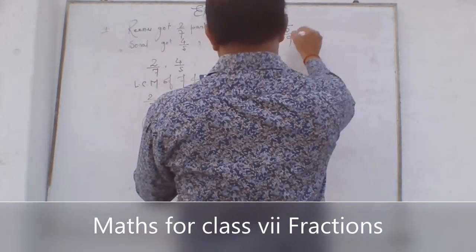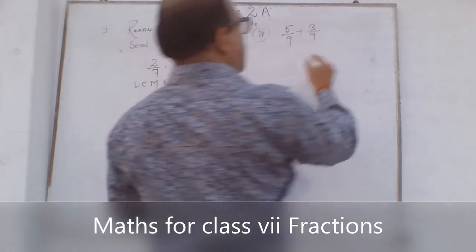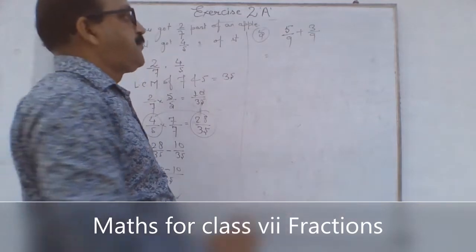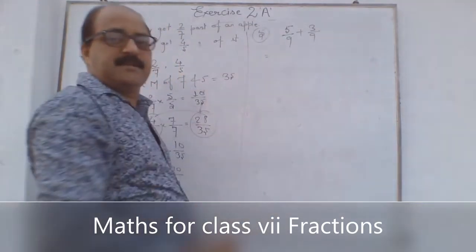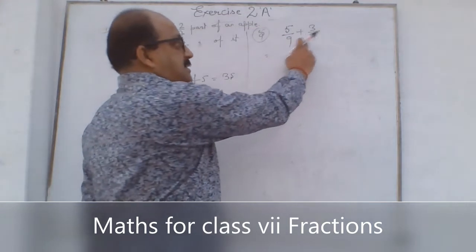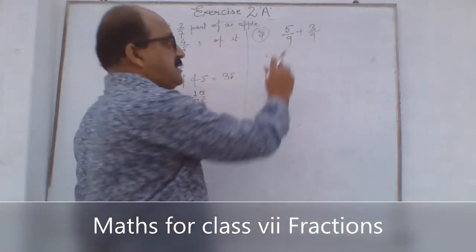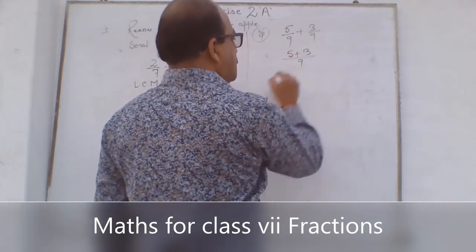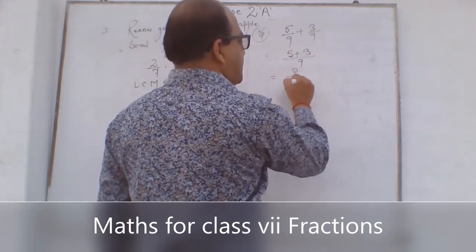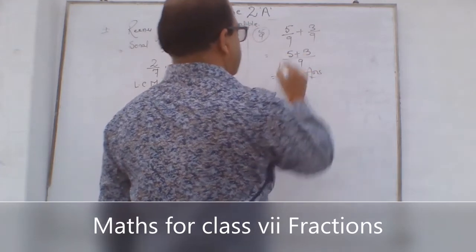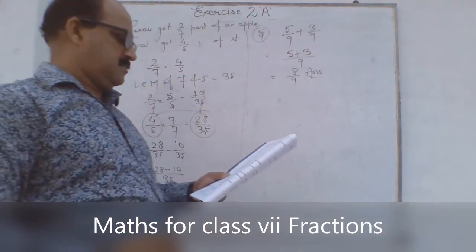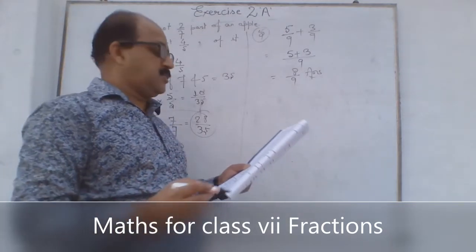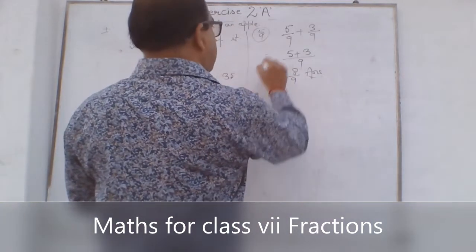Five by 9 plus 3 by 9. As it is given in the property, both rational numbers have the same denominator. So the denominator will become the LCM and the numerator will be added. So 5 plus 3 is 8. 8 by 9 is the answer of this question. But when the denominators differ, at that time we have to take the LCM of them.